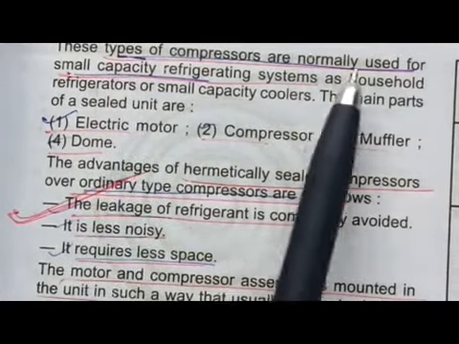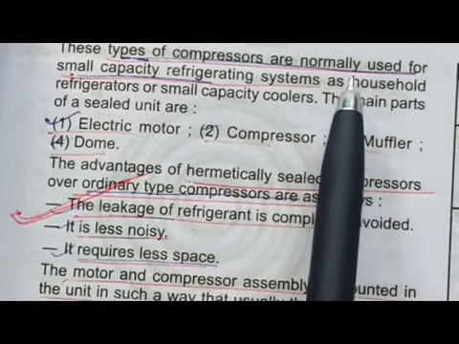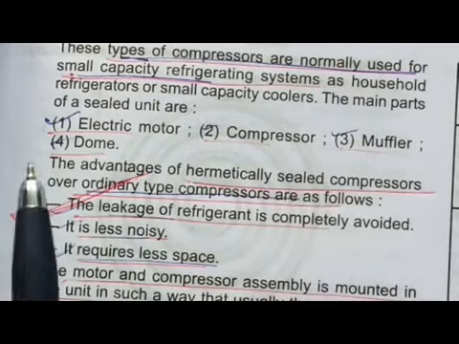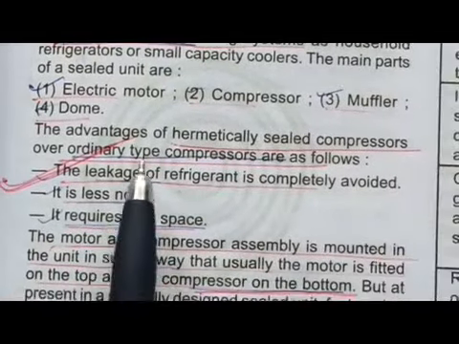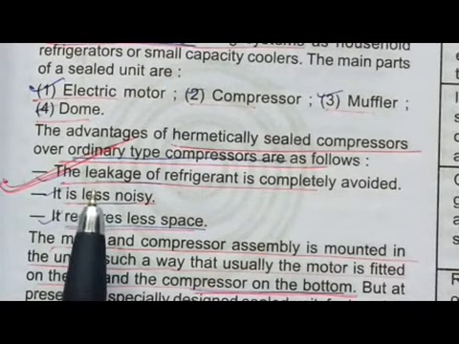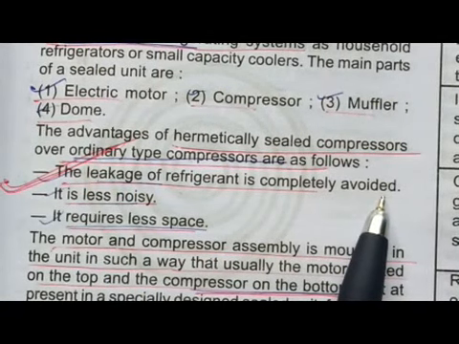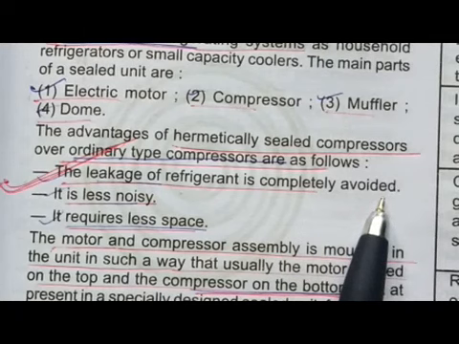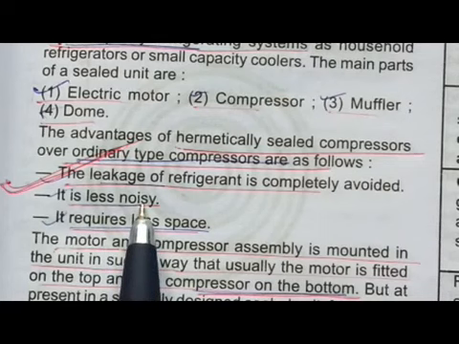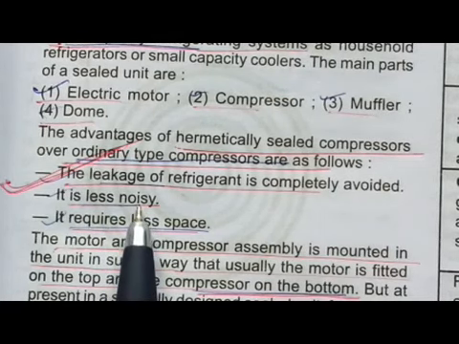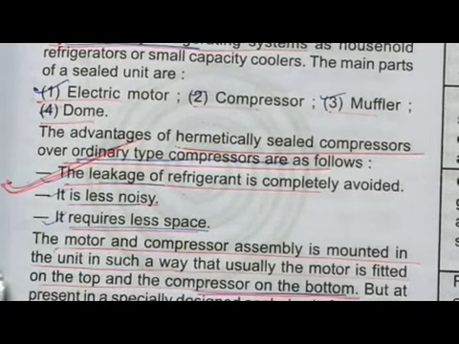This type of compressor is normally used for small capacity refrigeration systems such as the household refrigerator. The main parts are the electric motor, compressor, muffler, and dome. The advantage of the hermetically sealed compressor is that leakage of refrigerant is completely avoided, since both are in one single unit. It is also less noisy because the compressor and motor are both inside the sealed unit, and it requires less space.